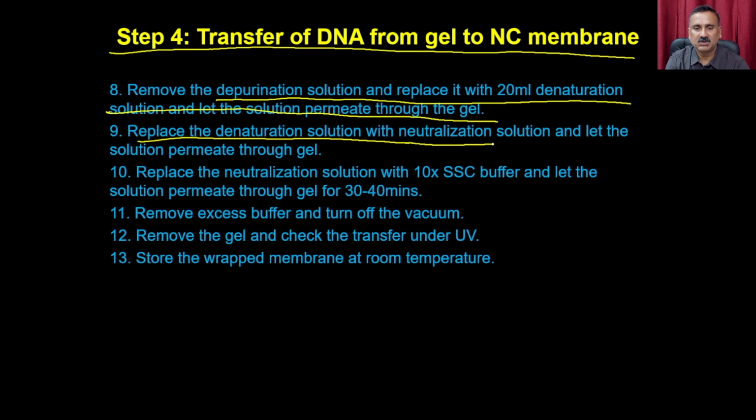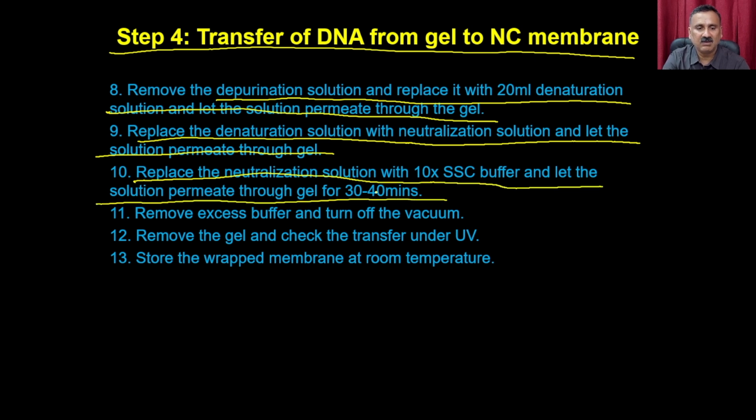Replace the denaturation solution with the neutralization solution and let the solution permeate the gel. Then replace the neutralization solution with 10x SSC buffer and let the solution permeate through the gel for 30 to 40 minutes. You remove the excess buffer and turn off the vacuum, remove the gel and check the transfer under the UV.